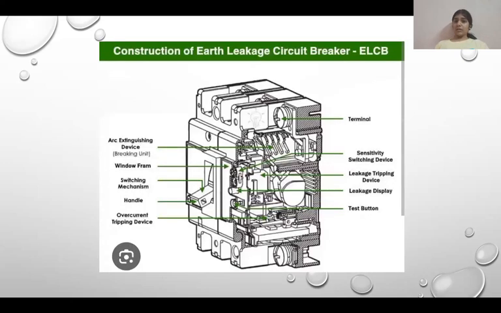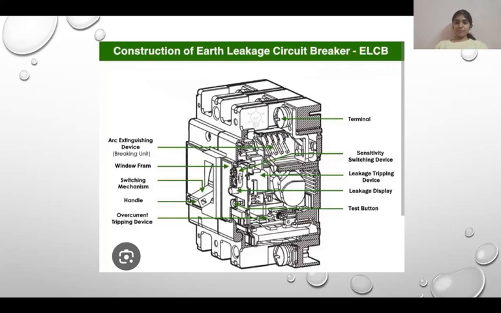And let us look at the picture. The terminal is represented at the top, and below that is the sensitivity of the switching device. We can test the switch with the test button, and we can see the leakage display and the handle here. This is the handle, and the overcurrent tripping device, if there is overcurrent, protects from shocks and fires.